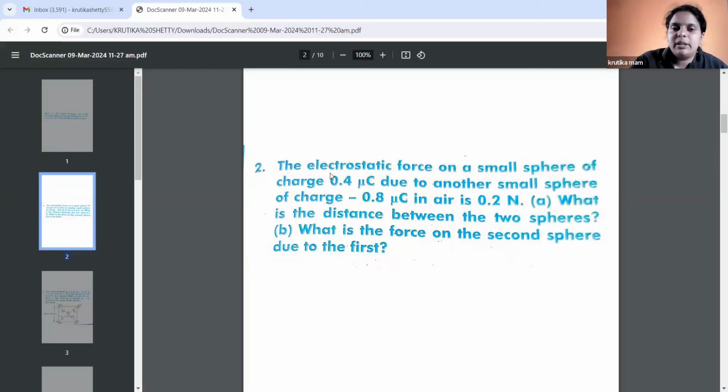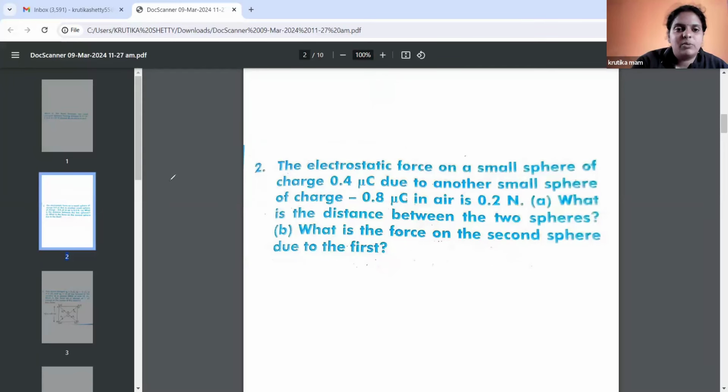Okay. So here, see what is given. The electrostatic force on a small sphere of charge, so the charge value is given 0.4 microcoulomb and one more charge is given 0.8 microcoulomb. One is a plus charge, one is a negative charge. So since it is plus and minus, there will be an attractive force. In the previous question there were two positives, so there was a repulsive force; here there will be an attractive force. The force between them is given as 0.2 Newton. We have to calculate the distance.